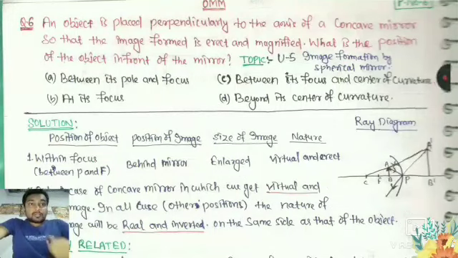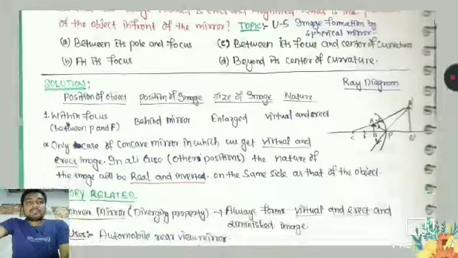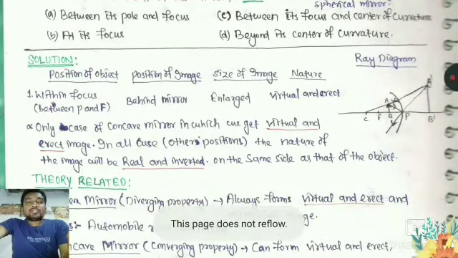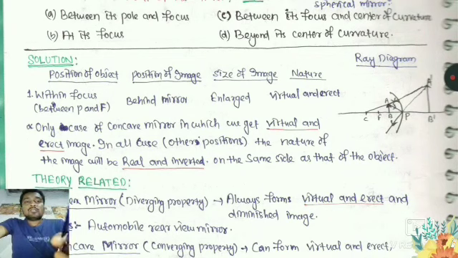Okay, next I have given 3 problems. This is a question from image formation by spherical mirrors. It is asked about the object position so that the image will be erect and magnified for a concave mirror. We know that from the object position, the position of image, size of image, and nature, this you have to remember. Within focus, if you place the object between the pole and the focus, the image will be formed behind the mirror, enlarged, virtual and erect.